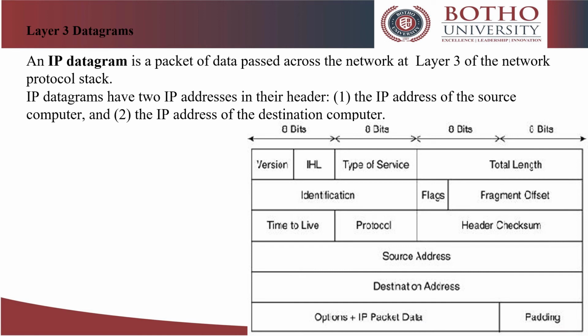An IP datagram is a packet of data passed across the network at layer 3 of the network protocol stack. IP datagrams have two IP addresses in their header: the IP address of the source computer and the IP address of the destination computer. At layer 3 and above, IP addresses are used to send messages from one computer to another. IP addresses are software addresses that can be changed according to the network subnet to which they belong.